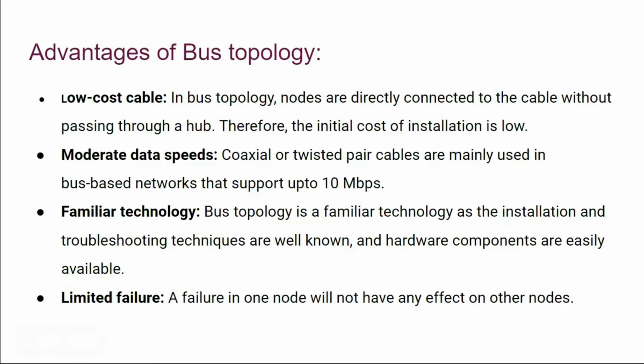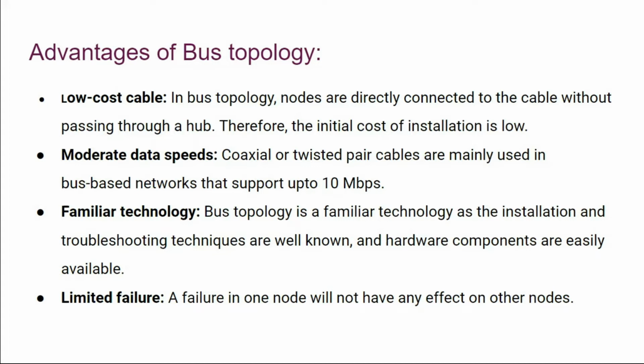What are the advantages of this bus topology? The first thing is low cost. The cable should not be very costly, and we are not going to use any higher-end devices along with this. So the initial cost, installation cost, and maintenance cost are also very low. On speed, it can give moderate speed. It can work with coaxial and twisted pair cables. The maximum support would be 10 Mbps.